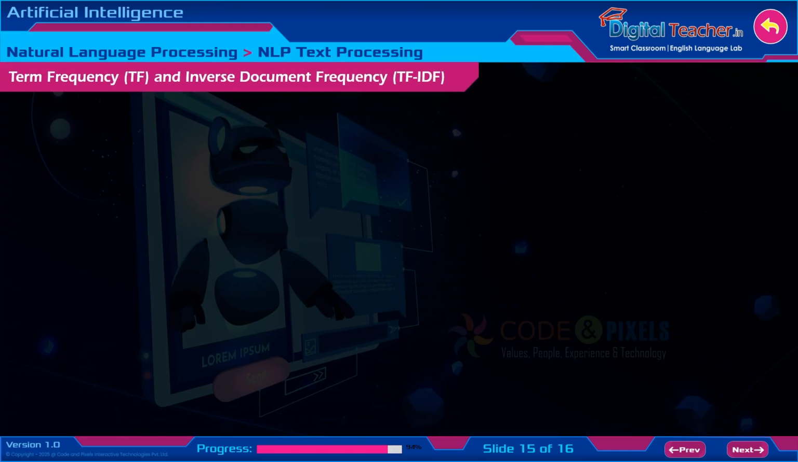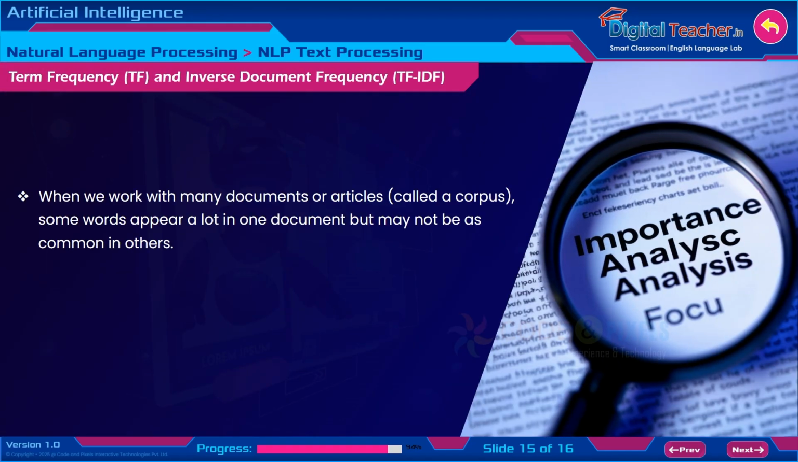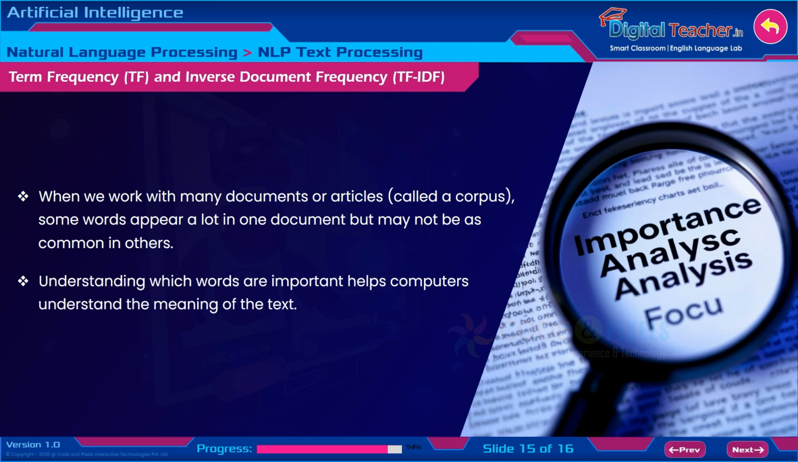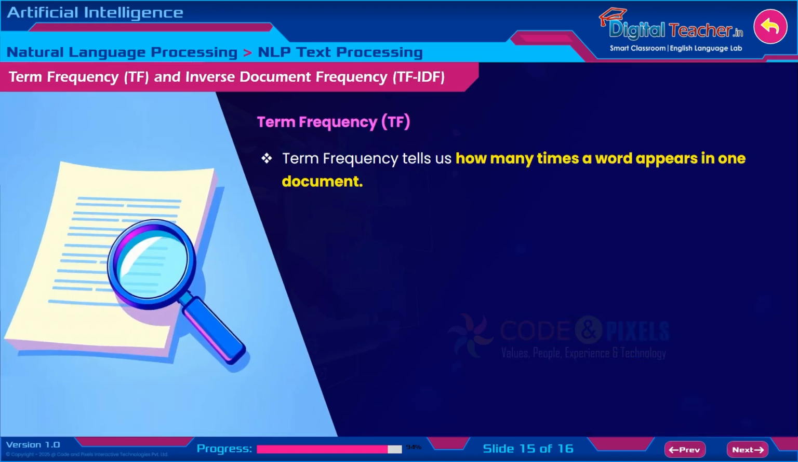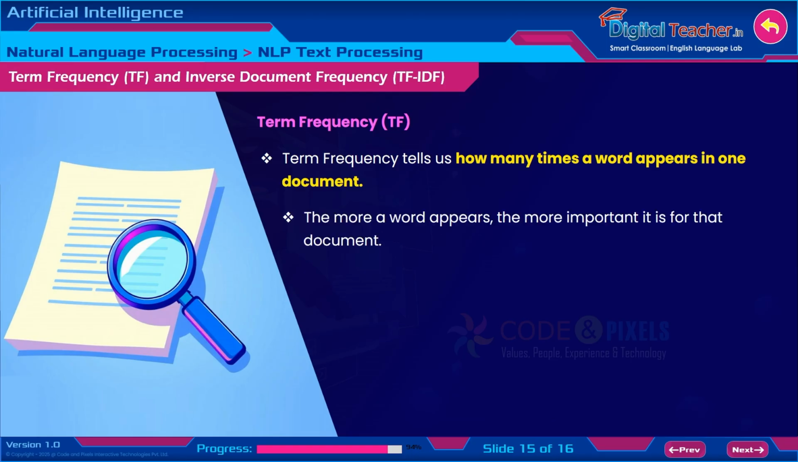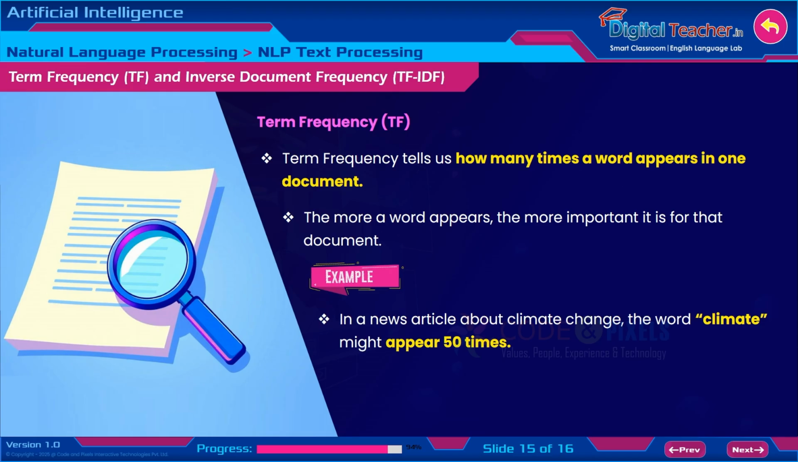Term frequency and inverse document frequency. When we work with many documents or articles, some words appear a lot in one document but may not be as common in others. Understanding which words are important helps computers understand the meaning of the text. Term frequency tells us how many times a word appears in one document. The more a word appears, the more important it is for that document. Example: in a news article about climate change, the word climate might appear 50 times. This shows it's an important word in that article.